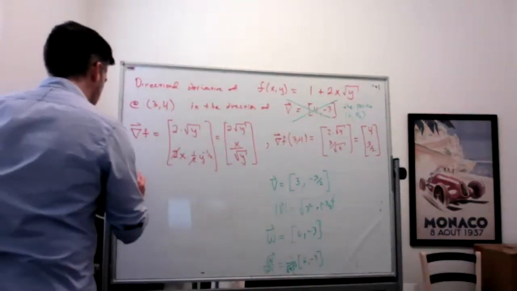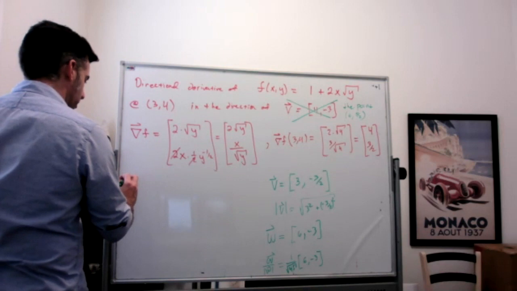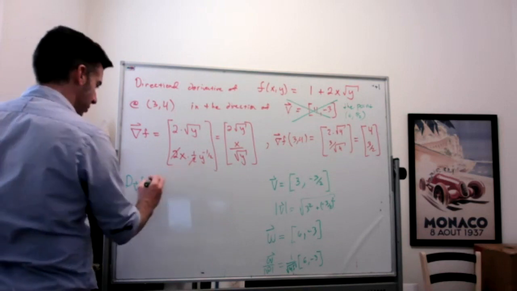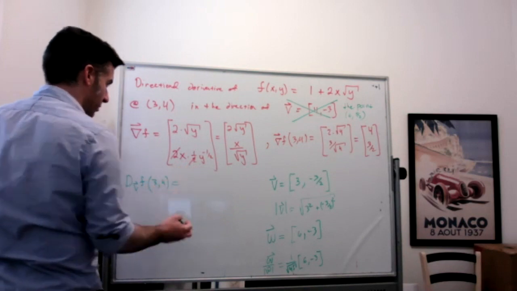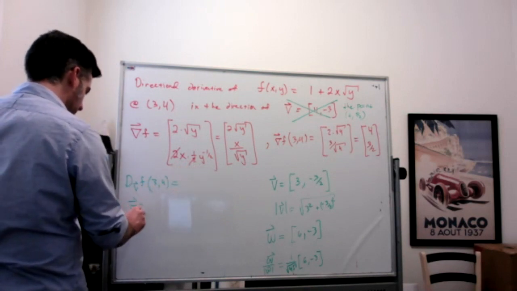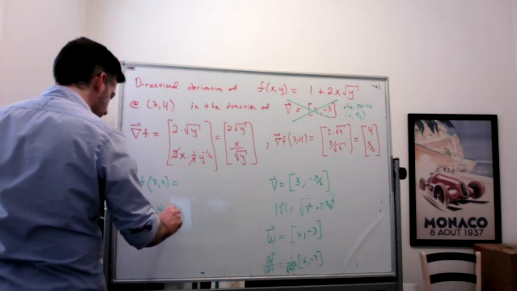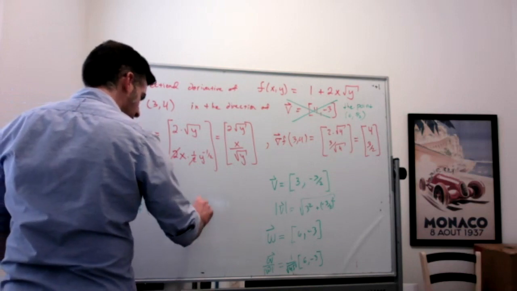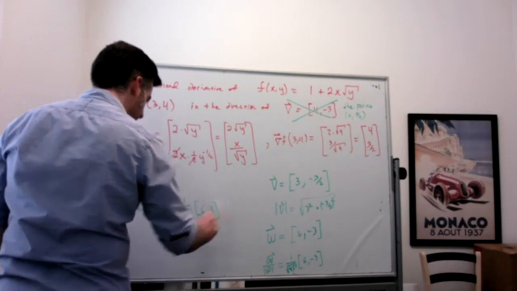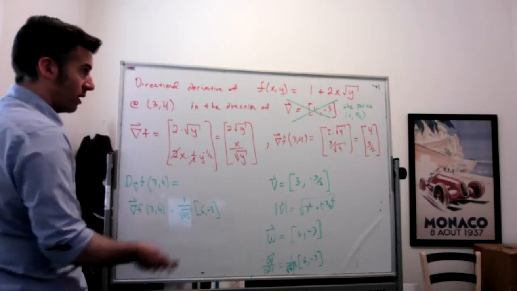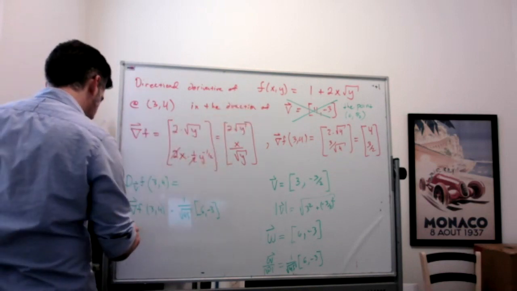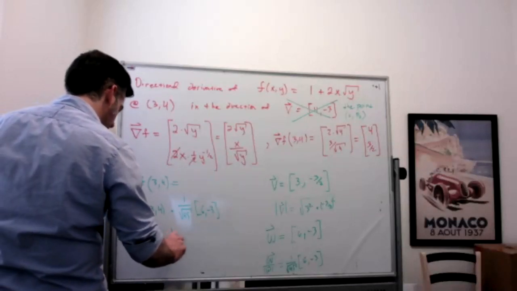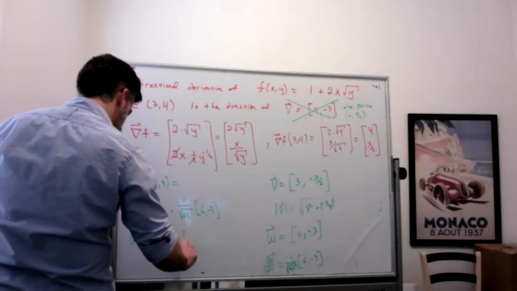Here, my directional derivative at the point 3, 4 is equal to my gradient evaluated at 3, 4, dotted with the vector we just found: 1 over the square root of 45, 6, -3. Okay, and this gradient was the vector 4, 3/2. So we get 4, 3/2, dotted with 1 over root 45 times 6, -3.